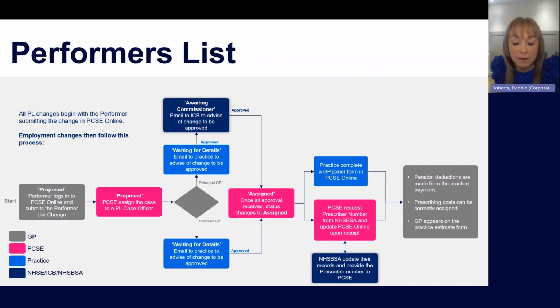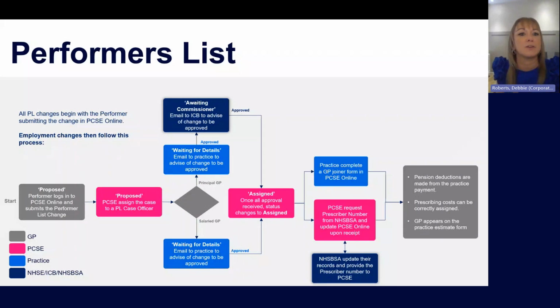If it's a principal GP, we will actually send an email to the principal GP with the prescriber code included. So if you've got any GPs at the practice that aren't sure about the prescriber code, they can check the PCSE Online account. And if it's a principal GP, they will have had an email from us with that information on there.